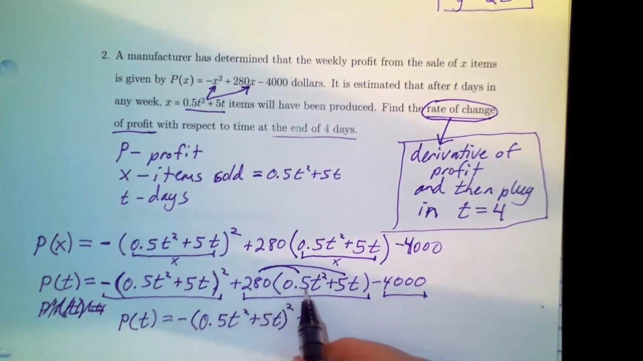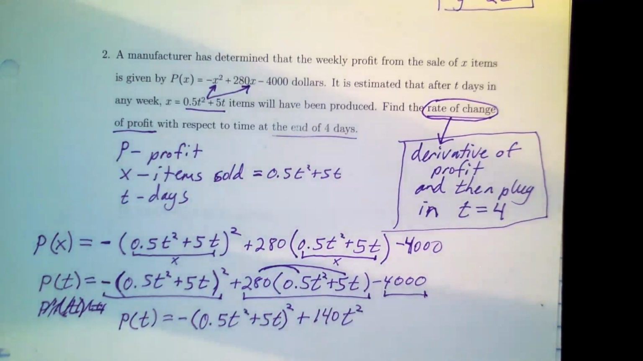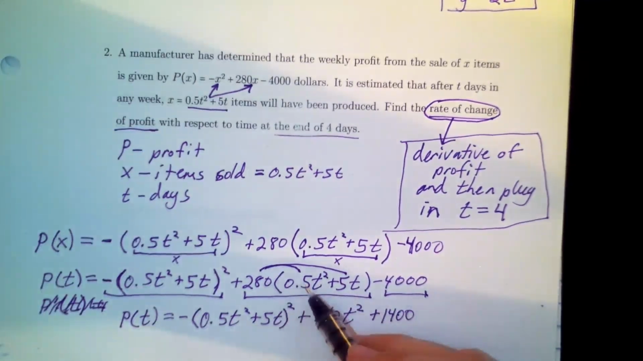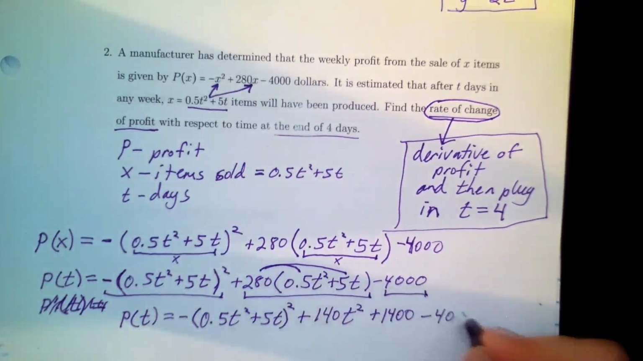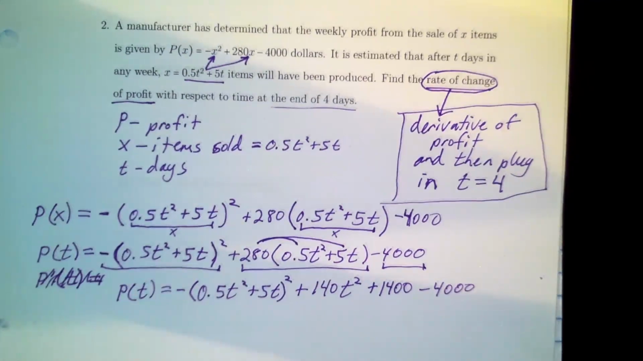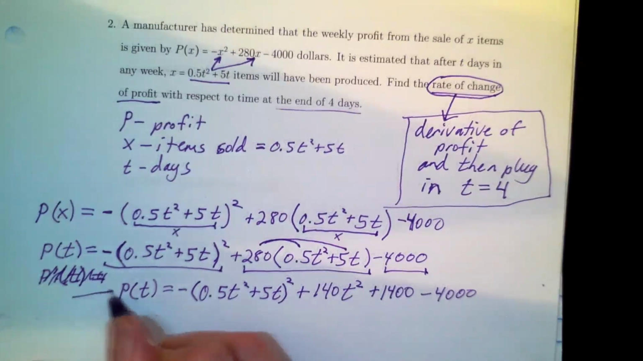So 280 times 0.5 is 140, and I have 140t squared. 280 times 5, let me get my calculator out for that one. 280 times 5 is 1,400. Multiply that to that, and to that, and I have minus 4,000 here. So this is my profit function. I have not taken the derivative yet. I wanted to make it look a little bit nicer first. Okay, so now I want to take the derivative. This gives you profit at time t, but I want rate of change of profit. So I've got to take the derivative.